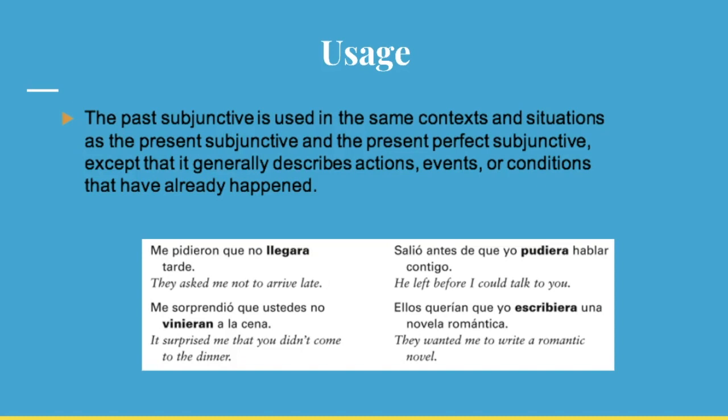Now, if you look at these examples, you'll notice that in pidieron, sorprendió, and salió, the main clause is conjugated in the preterite tense. However, if you look at the fourth example, ellos querían, you'll notice that's not the preterite tense, that's the imperfect tense. But what's kind of cool about past subjunctive is it doesn't matter which of the two past tenses you use in your main clause. The past subjunctive conjugation is always going to be the same in the subordinate clause.